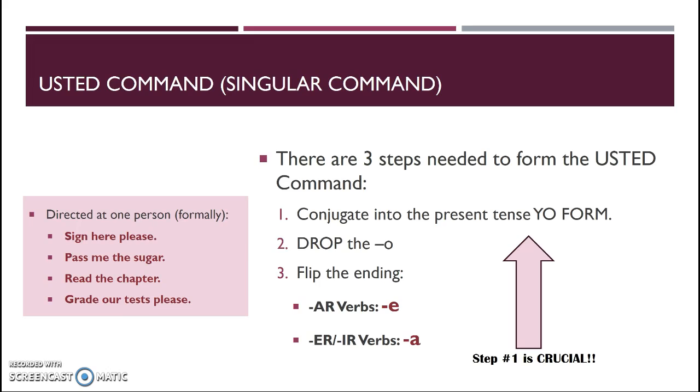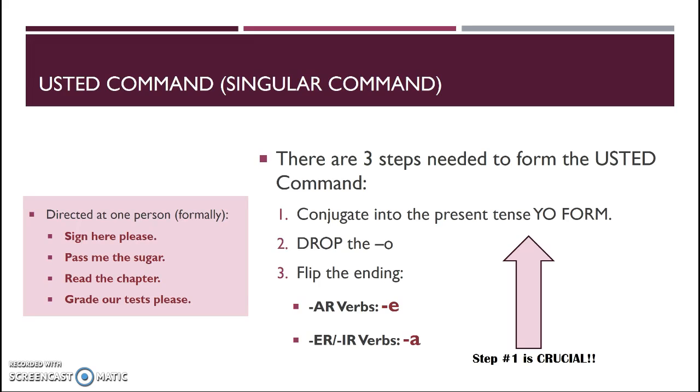The first step is by far the most important. It will actually seem like you don't need to do the first step, but skipping step number 1 will cause big consequences later on. Step number 1 is to conjugate the verb into the present tense yo form. And while that may not seem extremely necessary, if you skip this step, you're going to miss crucial irregulars and yo-go verbs and spell your commands incorrectly.